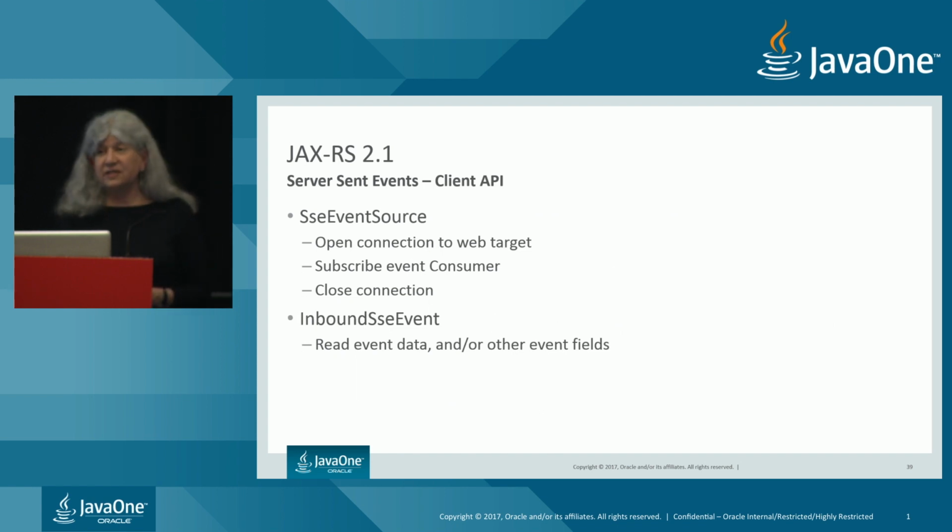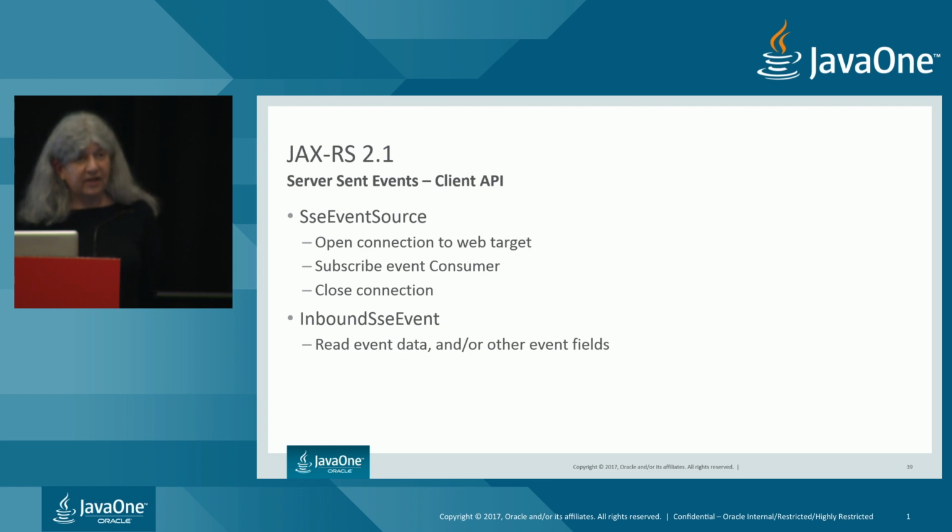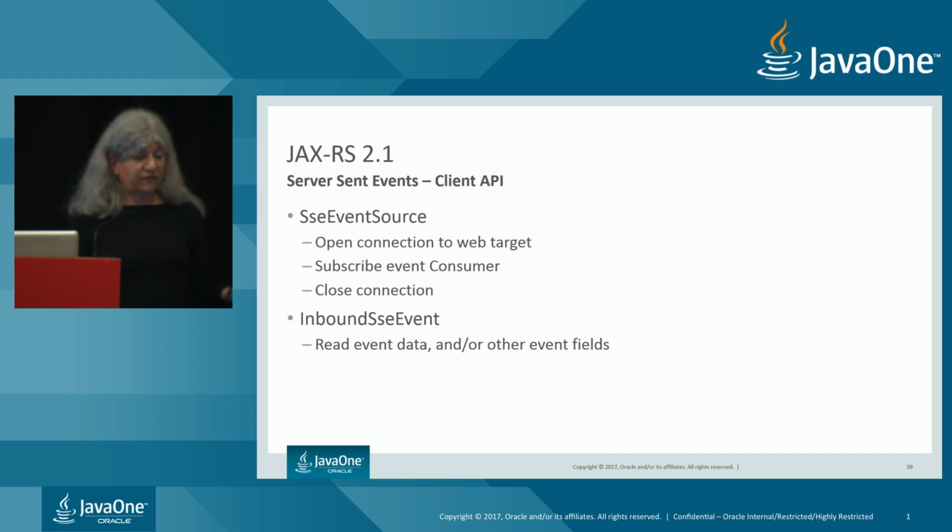So there are two sides to this API in JAX-RS 2.1. The client side uses, these are the most important interfaces at the client side, the event source, which you use to open the connection to the web target and then subscribe your consumer. It's auto-closable, but you can close it explicitly. And the inbound SSE event, which is what you're going to use to extract the notification that's been sent from the server.